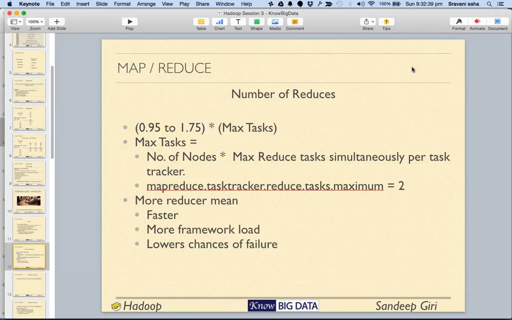Abhishek's question is, if we have no reducers, then how is data merged at the end? The data will not be merged. If you have no reducer, the data will not be merged, and whatever is the output of the mappers will go directly into HDFS, and there will be so many output files.